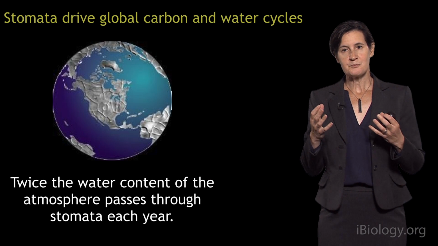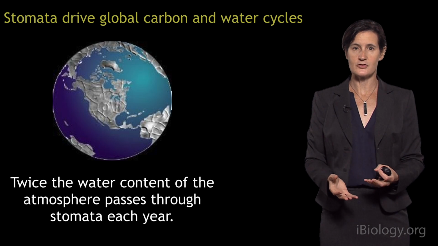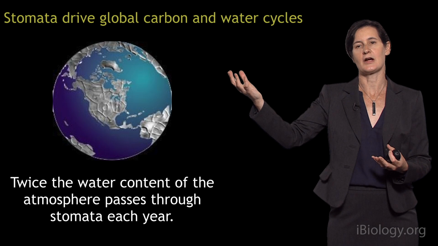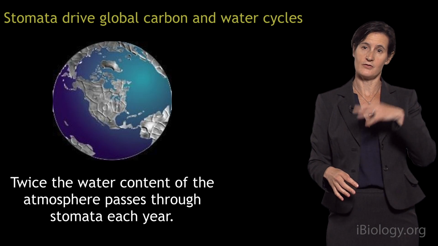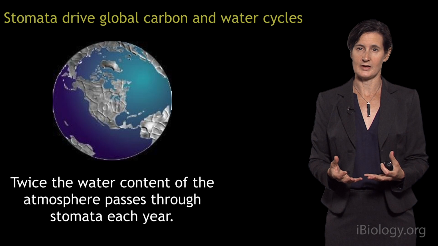All right, so plants are part of the world. They're a major part of the world. And this activity of stomata, this exchange of carbon dioxide from the atmosphere into the plant and water vapor back out of the plant, this is actually a big part of global climate cycles.